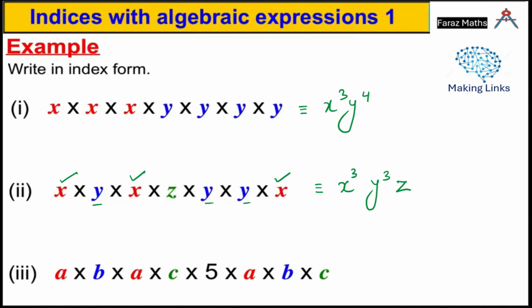The last one we have, first you have to write the numbers. That's the standard way to write it. And then if you look at a, that is a cube. And if you look at b, it is b squared. And if you look at c, c to the power of, and that's our answer.